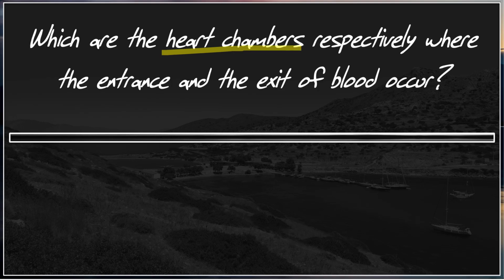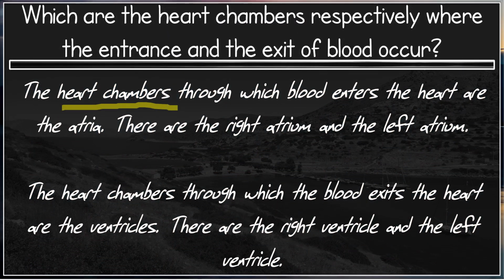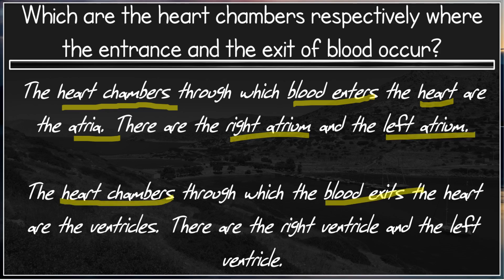Which are the heart chambers responsible where the entrance and exit of blood occurs? The heart chambers through which blood enters the heart are the atria. There are the right atrium and the left atrium. The heart chambers through which blood exits the heart are the ventricles, the right ventricle and the left ventricle.